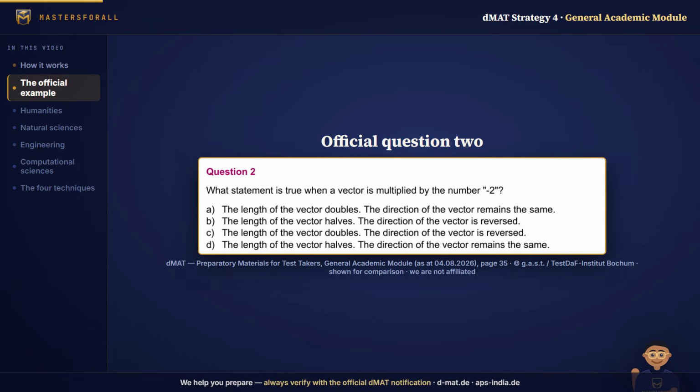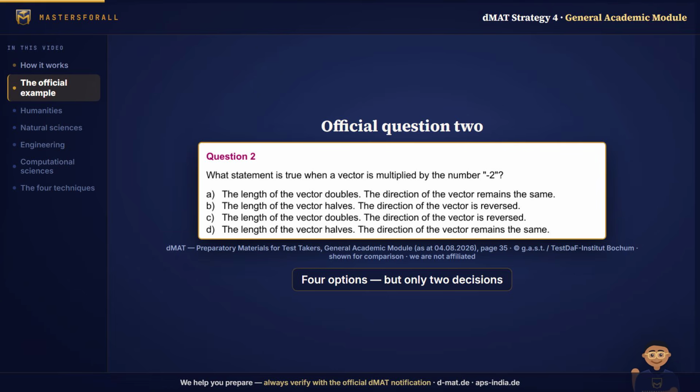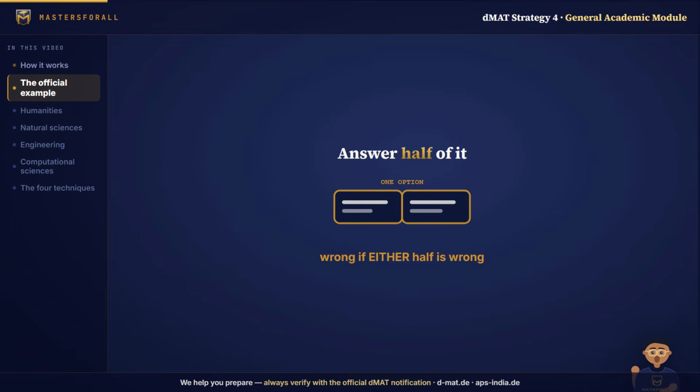Official question 2. What statement is true when a vector is multiplied by the number -2? And look at the options before you think about vectors at all. The length doubles or halves. The direction stays or reverses. 4 options, but only 2 decisions. So do not answer the question, answer half of it.